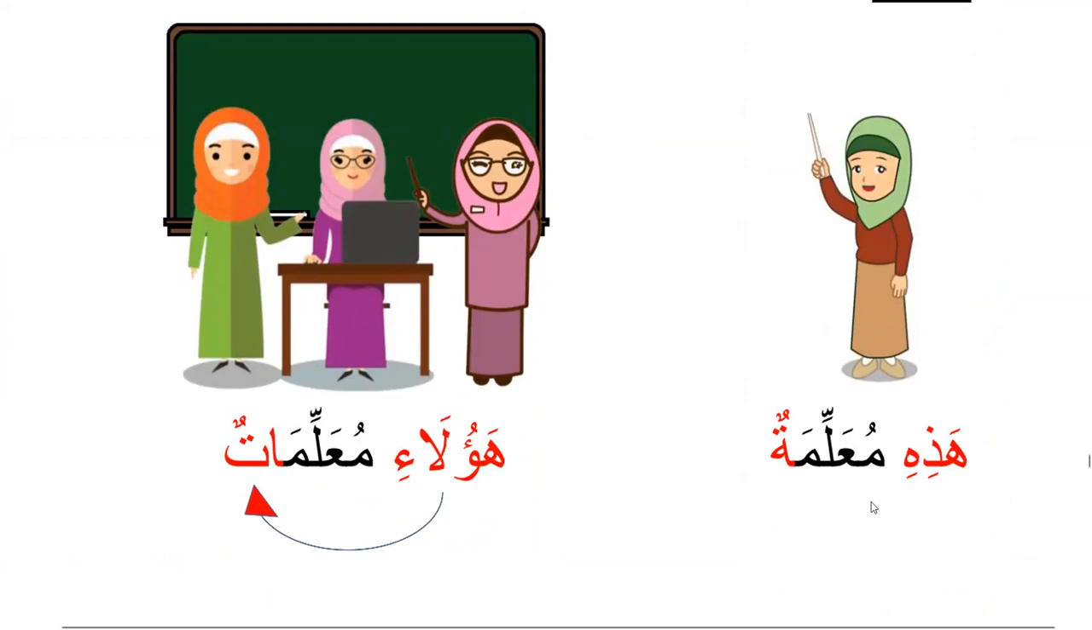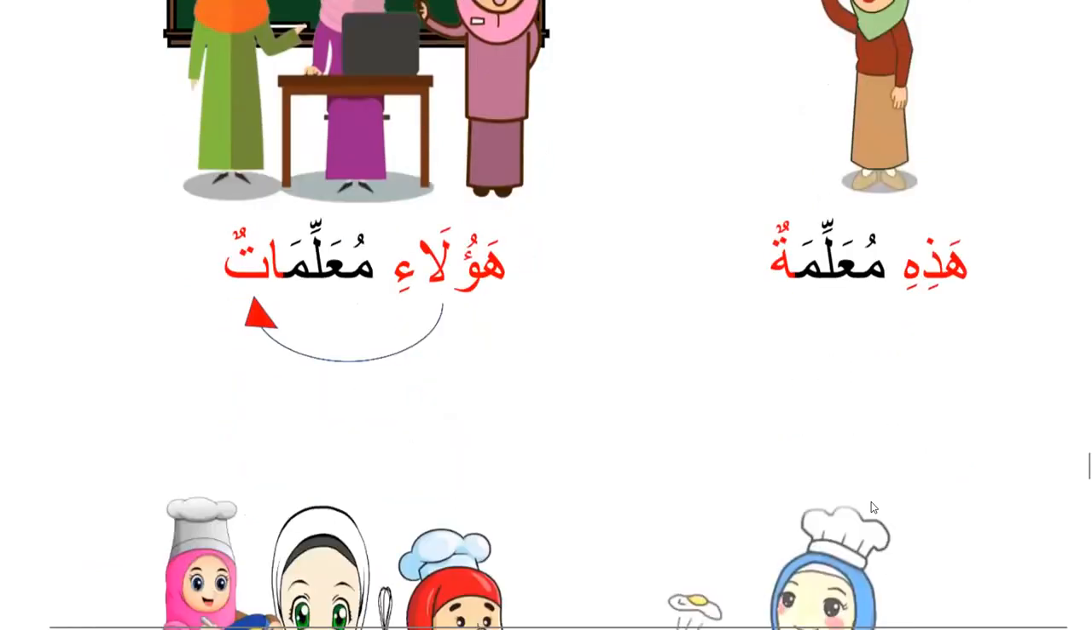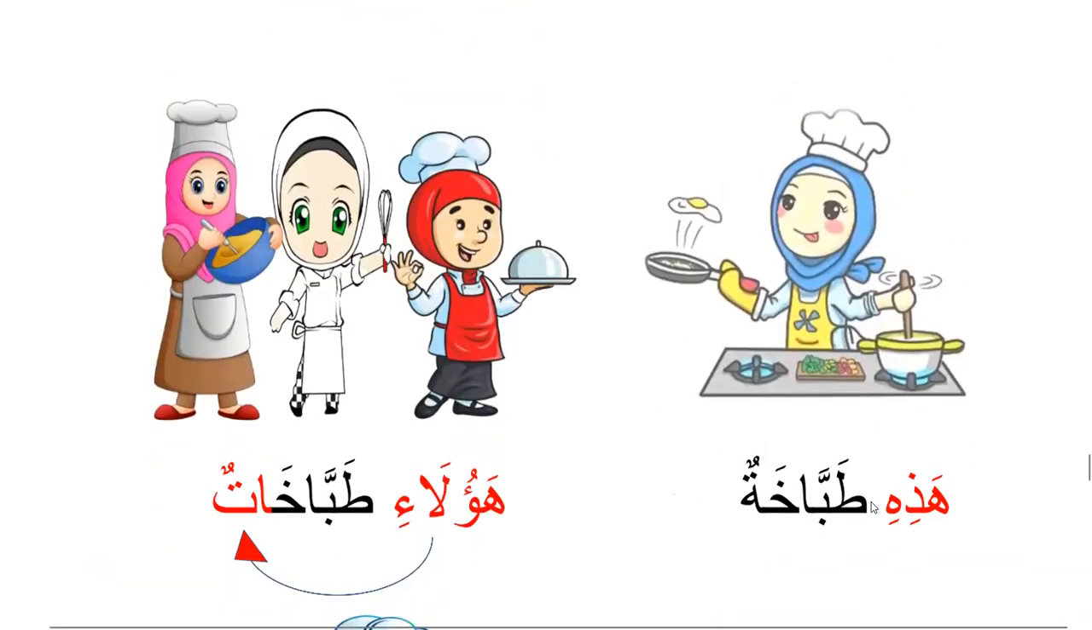Okay, Rehan, read. Hazihi mu'allima. This is a teacher. Good. Haulai mu'allimat. These are teachers. Good. Hazihi tabbakha. This is a chef. Good. Haulai tabbakat. These are chefs. Good.